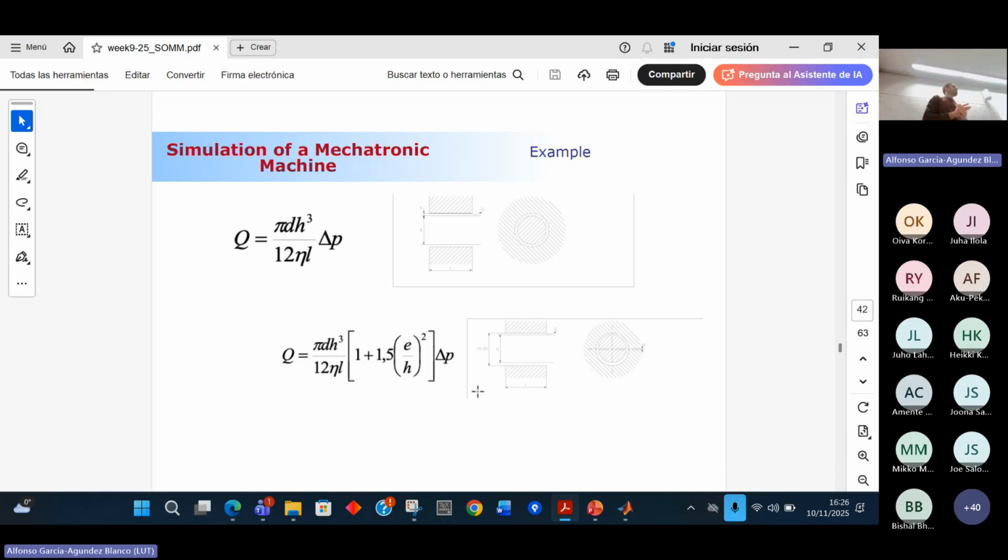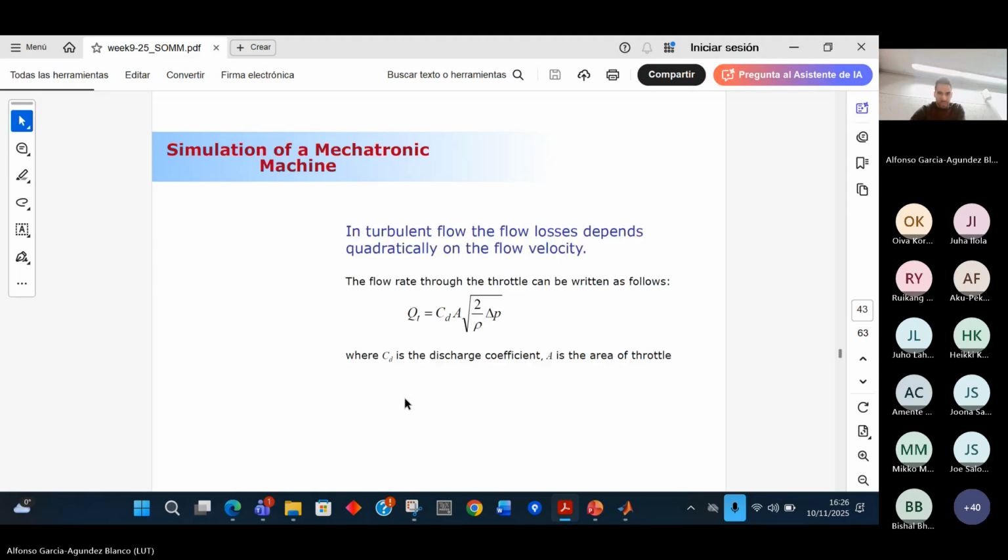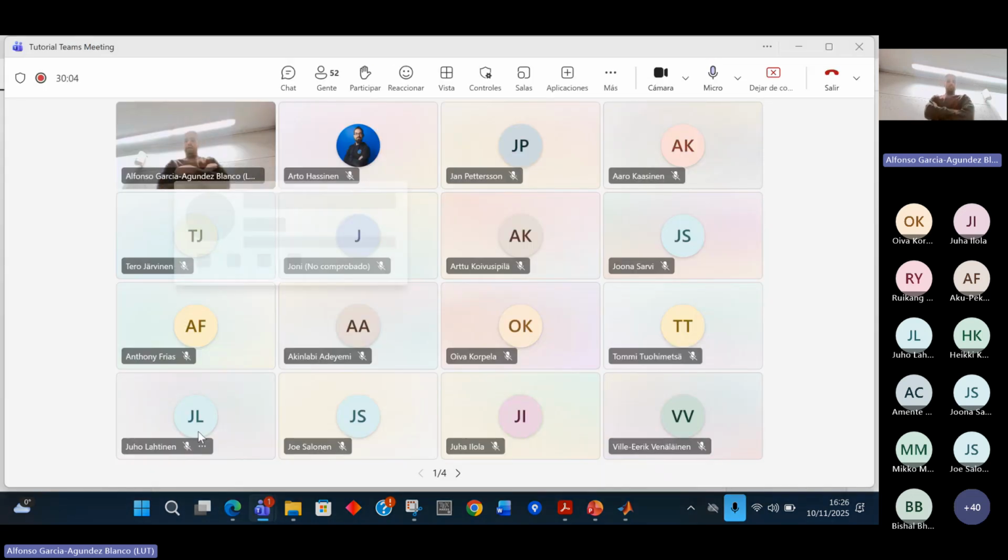Conclusion: volume flow rate equal to a coefficient that depends on the geometry and other parameters, as for example the viscosity, times delta P. Any questions so far related to the laminar flow? Clear? Perfect. Now let's move to the turbulent flow, but let's first check with the students online. Do you have some question?